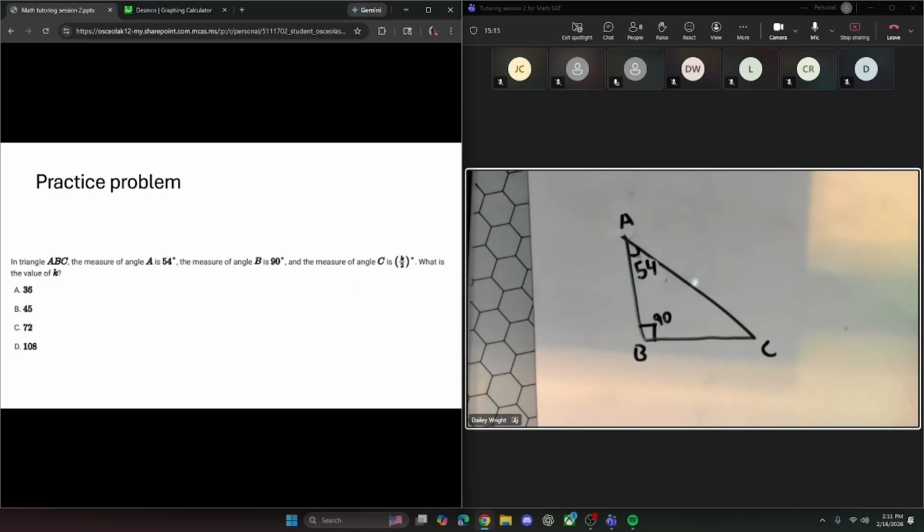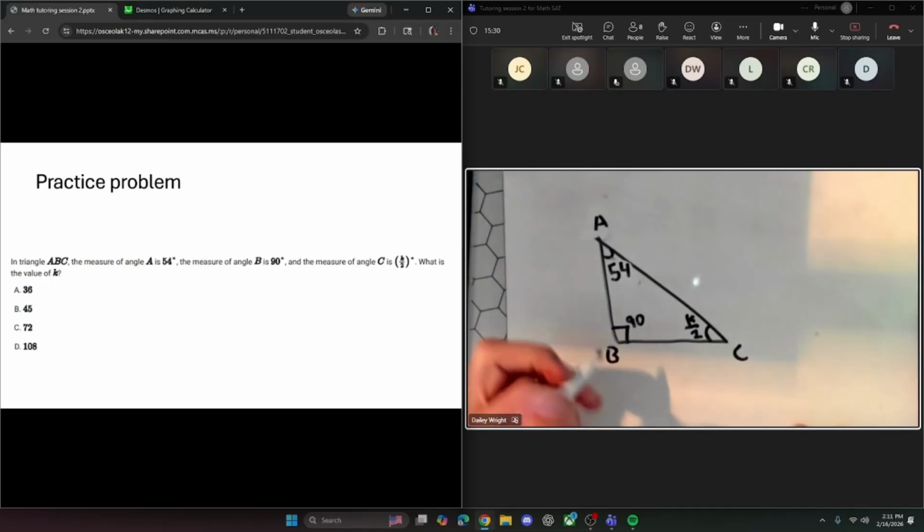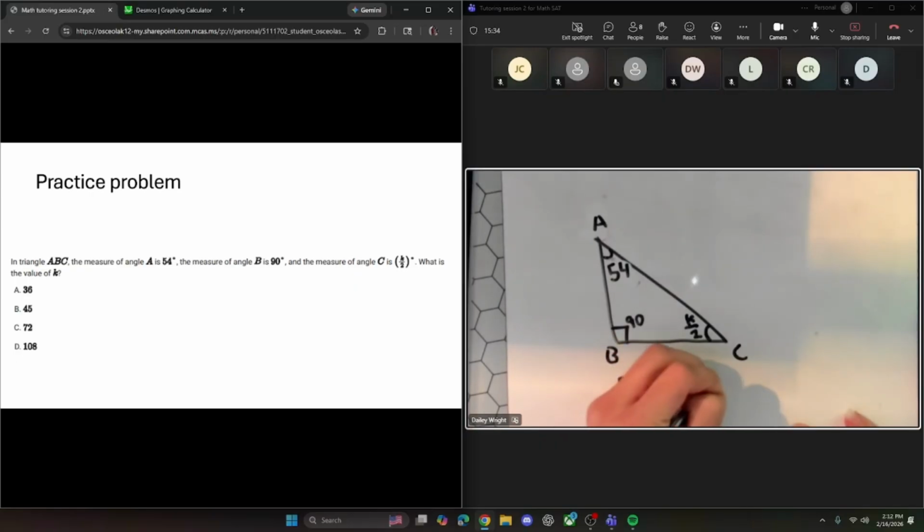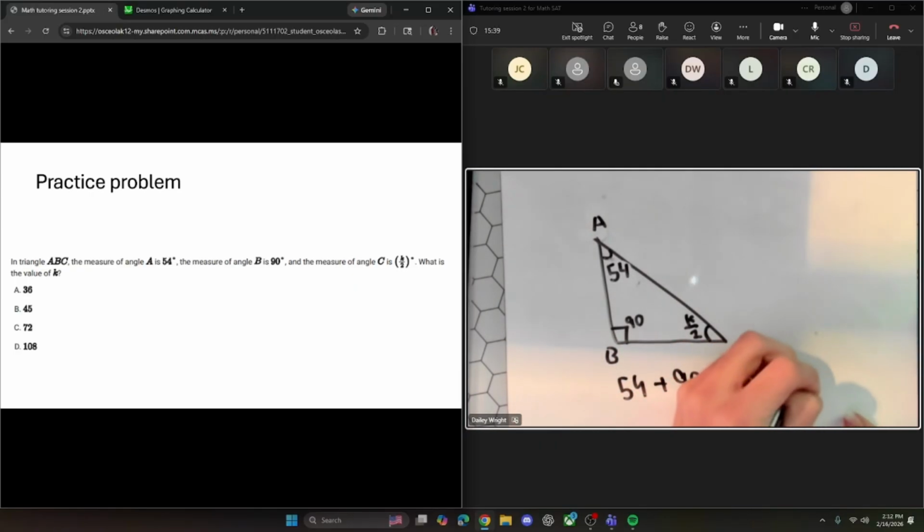Okay, there we go. And the measure of angle C is K over 2. So this is K over 2. What is the value of K? Well, we know the angles in a triangle have to add up to 180. So 54 plus 90 plus K over 2 equals 180. And now you just have to solve for K because it's asking what the value of K is.